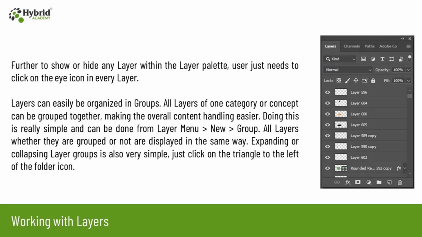All layers of one category or concept can be grouped together, making the overall content handling very easy. Doing this is really simple and can be done from the layer menu, new and group. All layers, whether they are grouped or not, are displayed in the same way. Expanding or collapsing layer groups is also very simple. Just click on the triangle to the left of the folder icon.